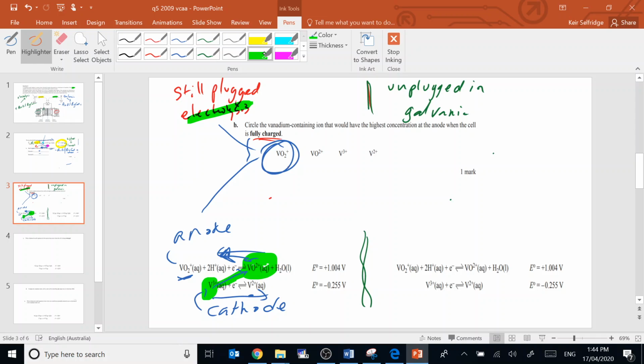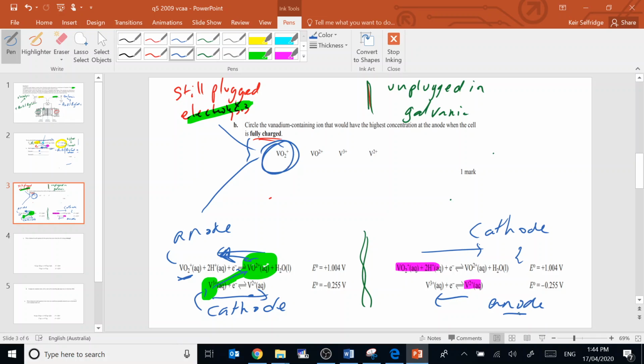On the other hand, though, if you've unplugged it, then you're going to have the opposite. You're going to have a downhill reaction. You're going to have this stuff here is going to react with this thing here. So if we have a look at what's happening here, now this is reduction up the top. So this is happening at the cathode, and this is the anode. This is going that way, this is going this way.